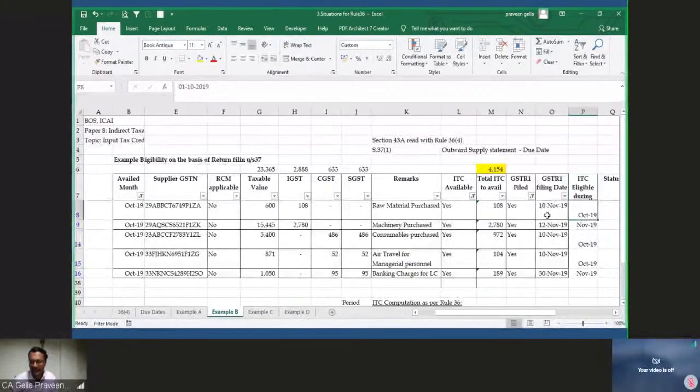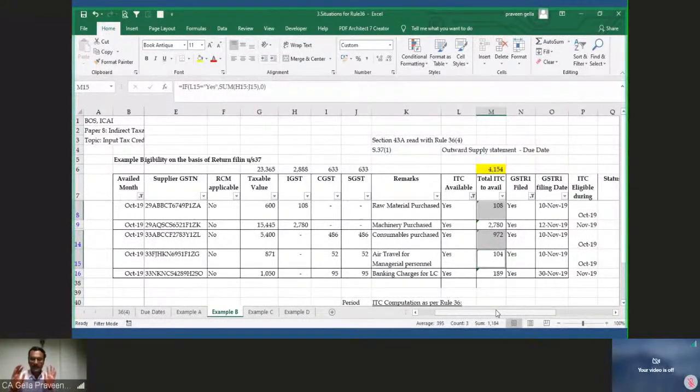So this is what I have done. If I want to take the credit for October alone, 108 plus 972 plus 104, I'll get a credit of 1,184. So the answer for you as per rule 36(4): credit eligible is 1184. This is the computation which is given under rule 36 sub rule 4.